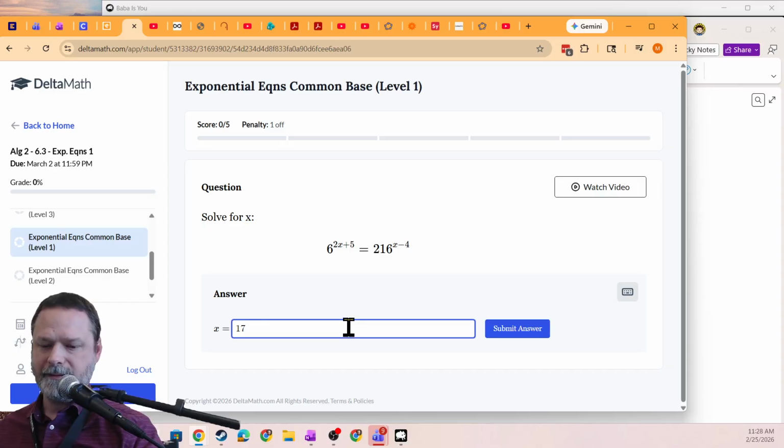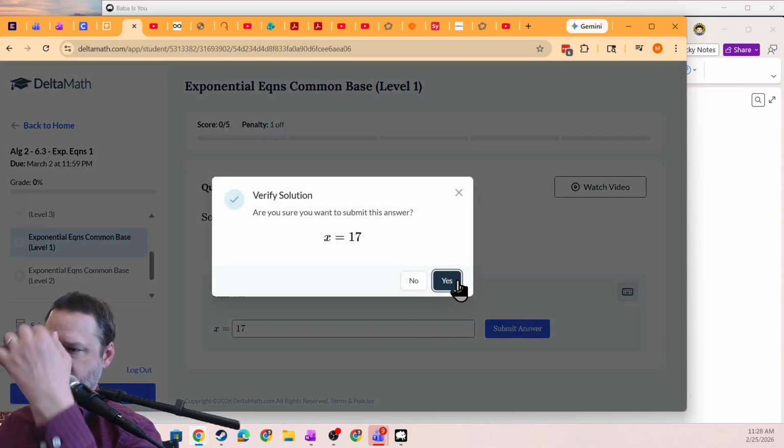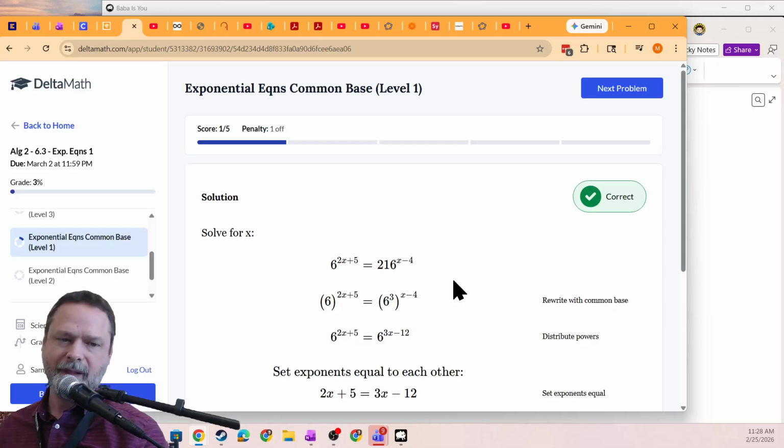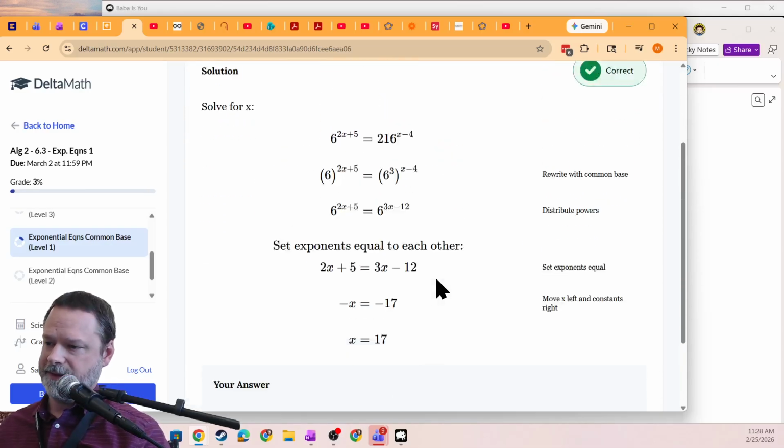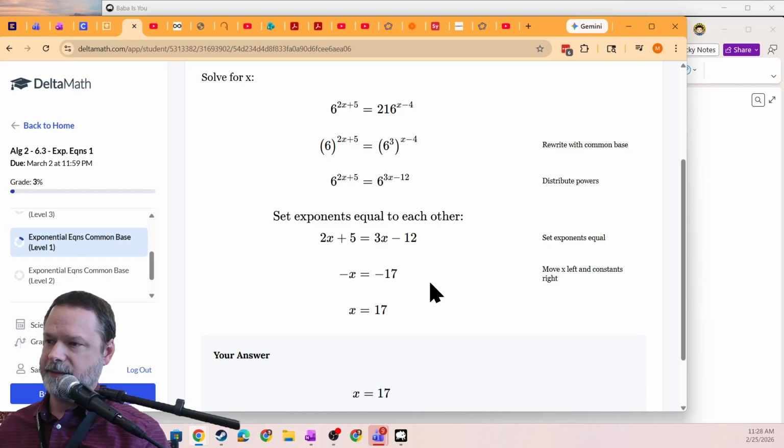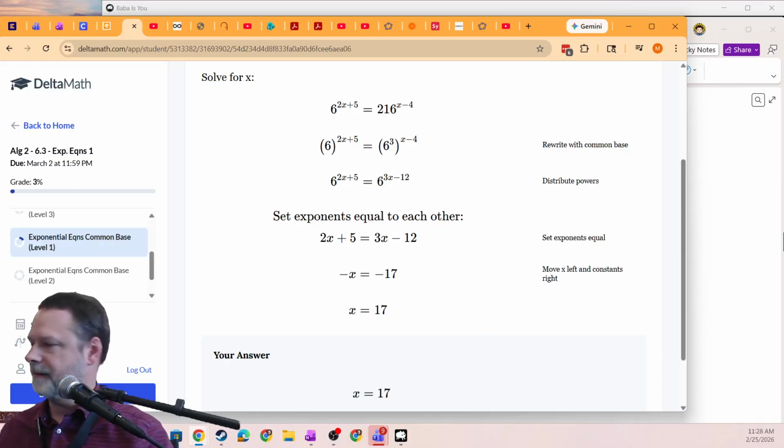And, you know, I stole this from Delta Math. Plug that in. We can check it. Bam. And of course, it always gives us nice worked out solutions in case we want to see how they did it, which is the exact same way we did. Oh, well, a little different, but we got 17.